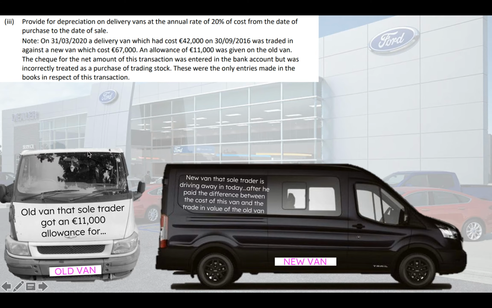We have to record the sale of this old van, and work out did we have a profit or loss. We're going to have to fix the purchases figure because it says that the cheque for the net amount of this transaction was entered in the bank account but was incorrectly treated as a purchase of trading stock. So a van is not a purchase of trading stock. That's what they're telling us here.